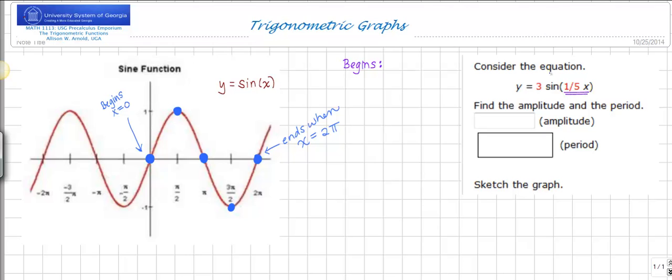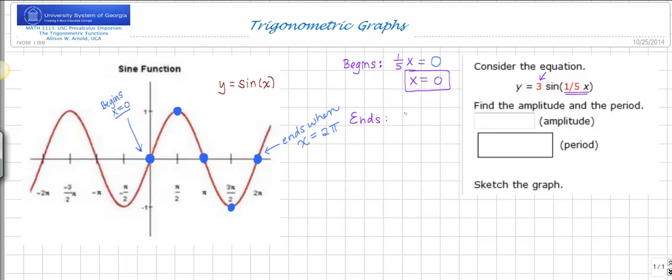Before I deal with the vertical stretch that's on the outside, you always deal with the stuff that happens on the inside. And so I want you to notice that instead of x, we have the angle 1/5 x. If 1/5 x is equivalent to the beginning position of sine of x, then we can solve for the beginning position of sine of 1/5 x, and this solves out nicely to 0, so no big changes there.